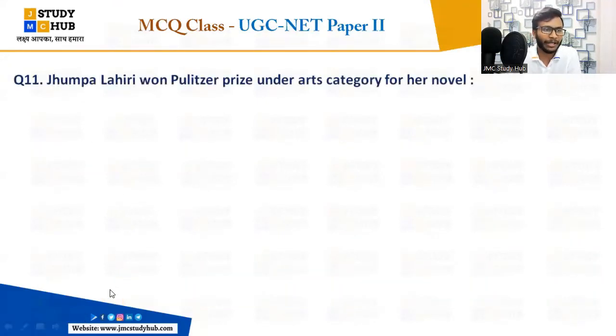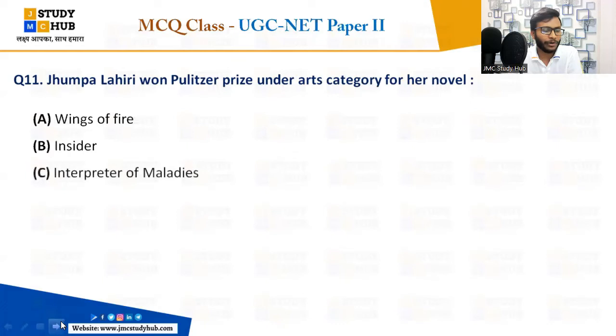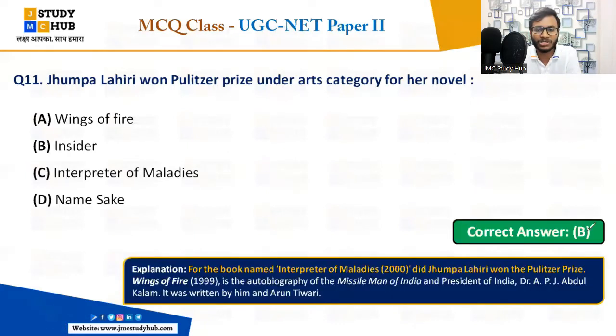Question number 11: Jhumpa Lahiri won the Pulitzer Prize under the arts category for her novel. Jhumpa Lahiri ko Pulitzer Prize mila, theek hai, kaun sa novel ke liye? The options are Wings of Fire, Insider, The Interpreter of Maladies, Namesake. C is the right answer, just correct it. C is the right answer, that is Interpreter of Maladies.